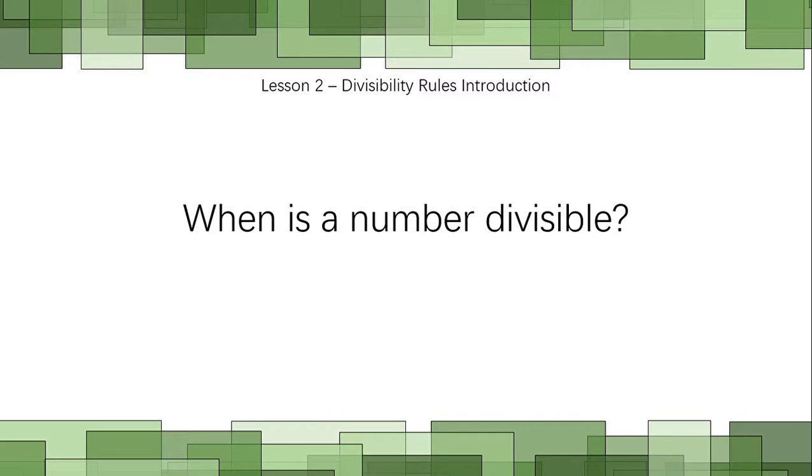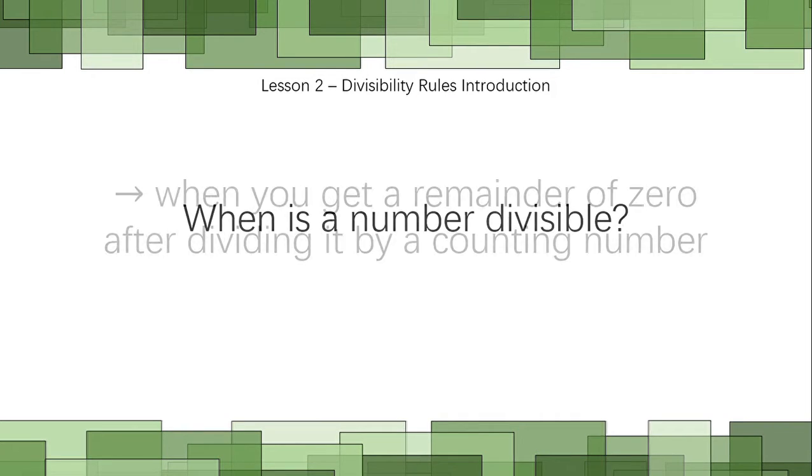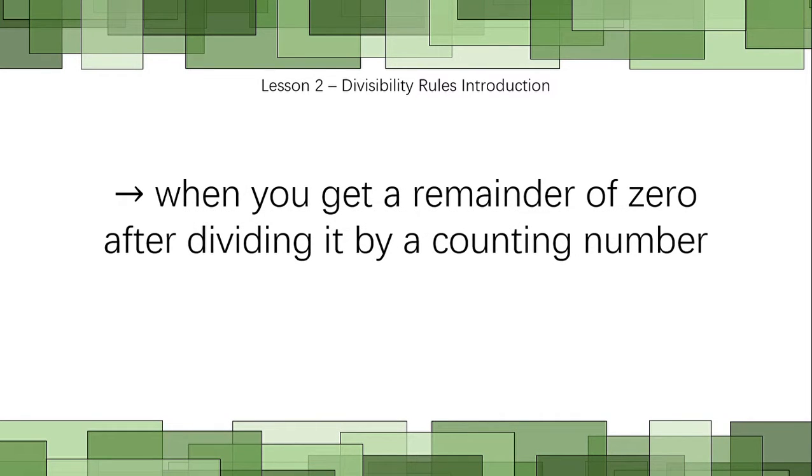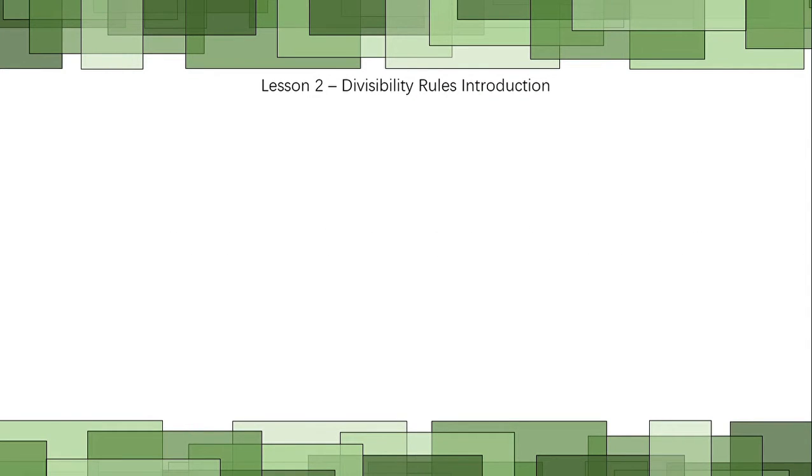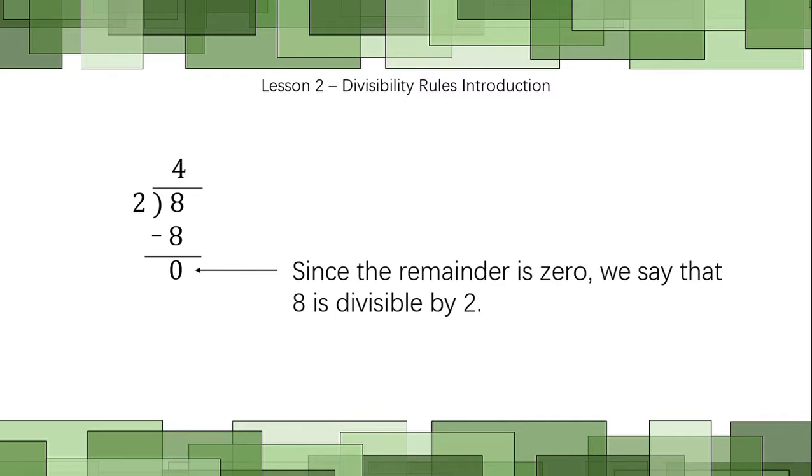When is a number divisible? A number is divisible when you get a remainder of 0 after dividing it by a counting number. For example, let's see if 8 is divisible by 2. 8 divided by 2 is 4. 4 times 2 is 8. 8 minus 8 is equal to 0. Since the remainder is 0, we say that 8 is divisible by 2.